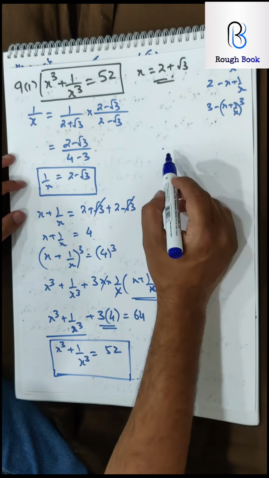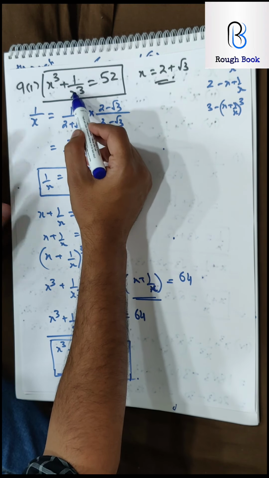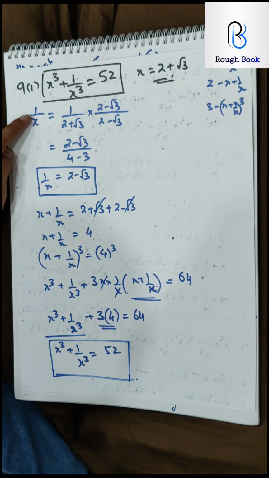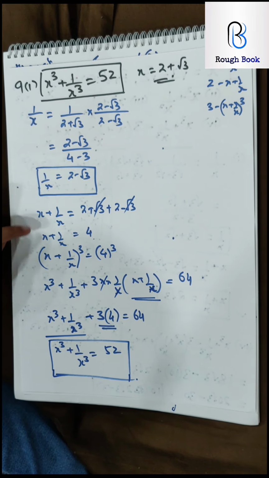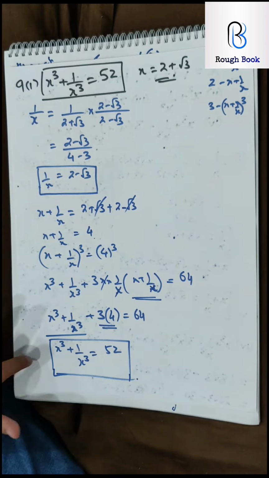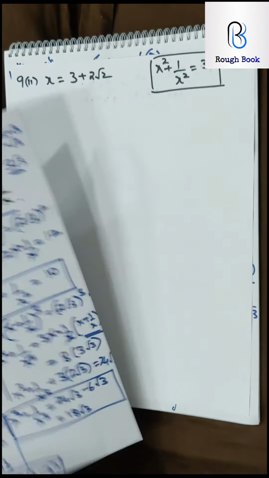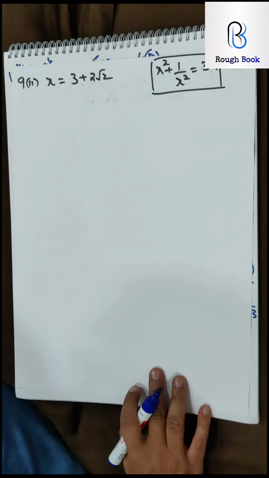First one, get 1 by x, then 1 by x cube, then x cube and then add it. Lengthy method. Easier is 1 by x, x plus 1 by x and then cube it straight away. You will reach the final answer. Exactly similar is sum number 9 part 2.